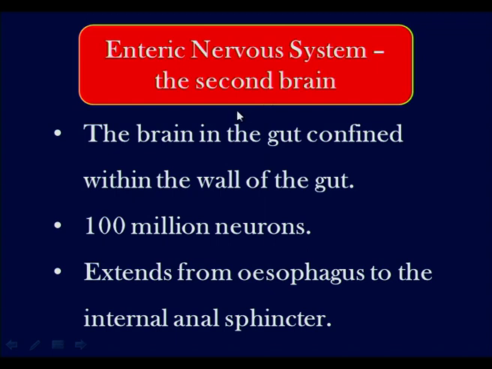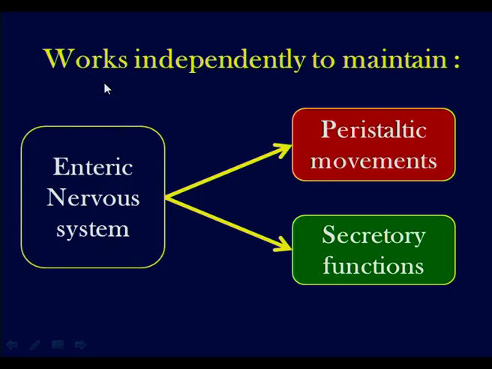The enteric nervous system, the second brain. The brain in the gut, confined within the wall of the gut. It contains more than 100 million neurons, that is more than the number of neurons that are present in the spinal cord. This enteric nervous system extends from the esophagus to the internal anal sphincter. The enteric nervous system works independently to maintain the peristaltic movements along the length of the digestive tract, starting from the esophagus till the internal anal sphincter.